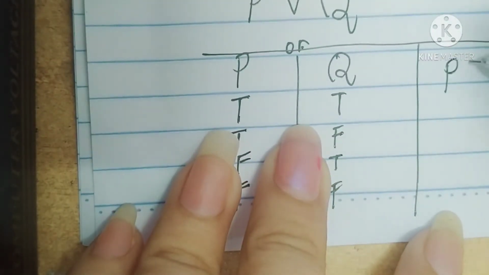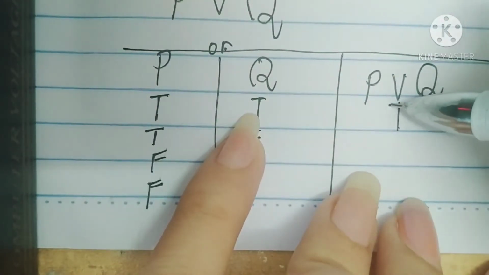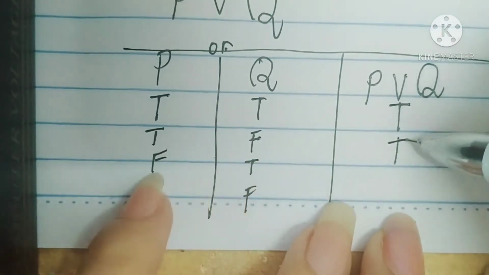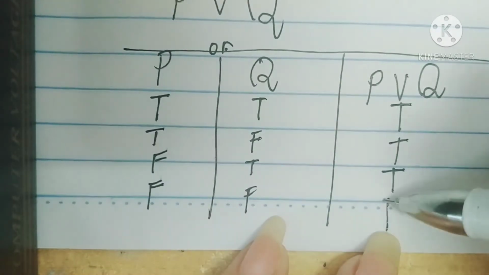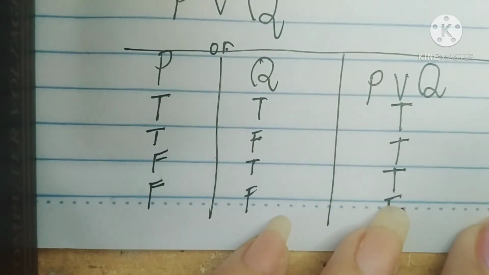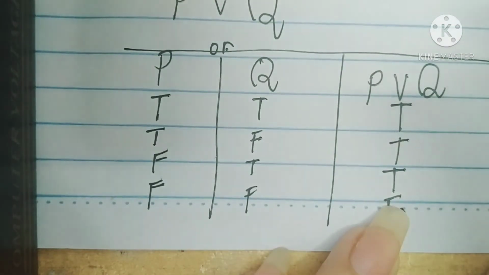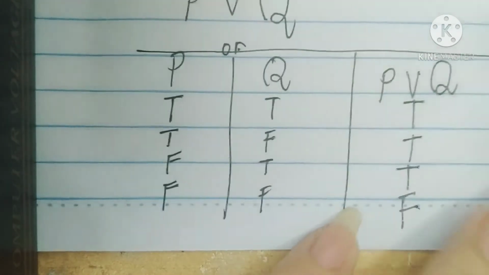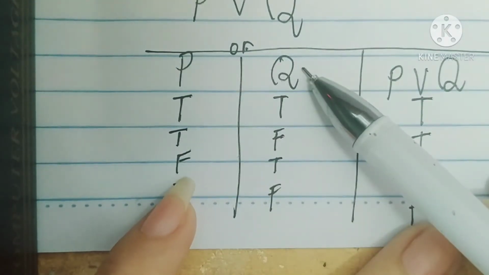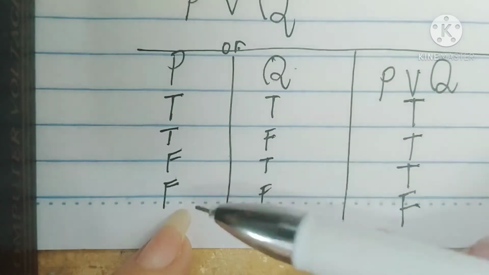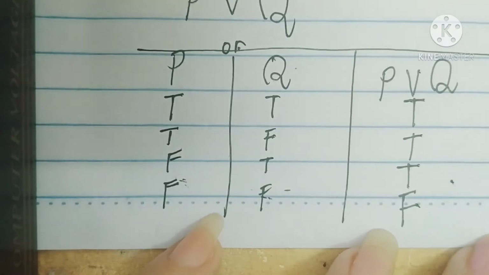So for your P or Q, true or true, that will make the statement true. True or false, that's true. False or true, that is still true. False and false, that is already false. Because remember, inclusive, it is true when either one of its disjuncts is true, or possibly both. So if you have true, either one of them or even both of them are true, that will make the statement true. But if both of the statements are false, it will become false.